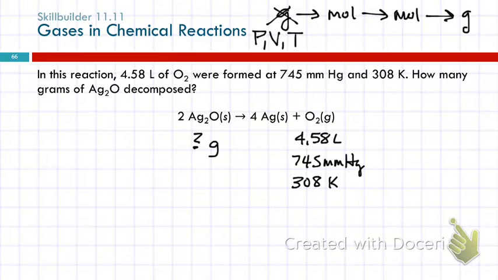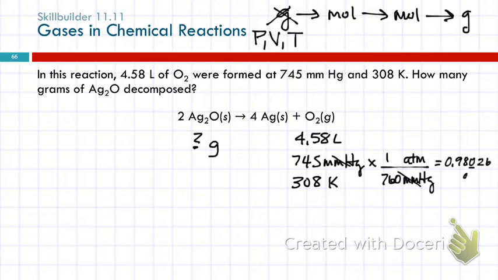So to use the ideal gas law, are these units good? No. Volume and temperature are fine, but the pressure isn't. We need to convert this to atmospheres. 1 atmosphere, 760 millimeters of mercury. Those cancel out. 745 divided by 760. 0.980. 3 significant figures, write down 2 extras, and that's atmospheres.